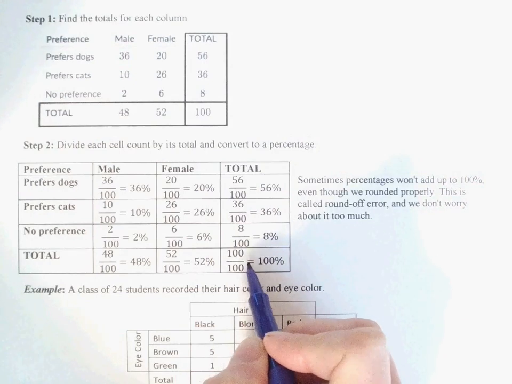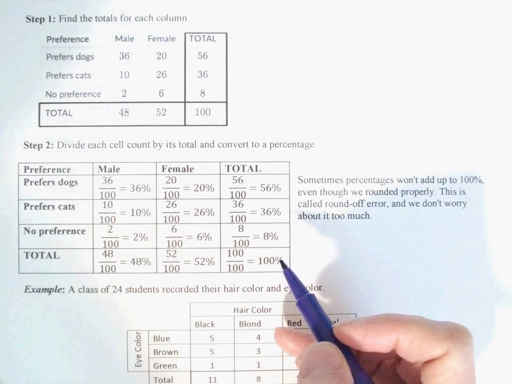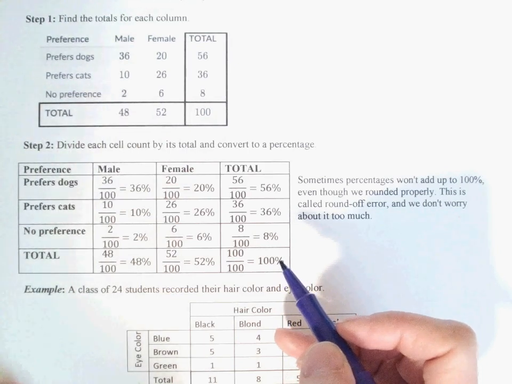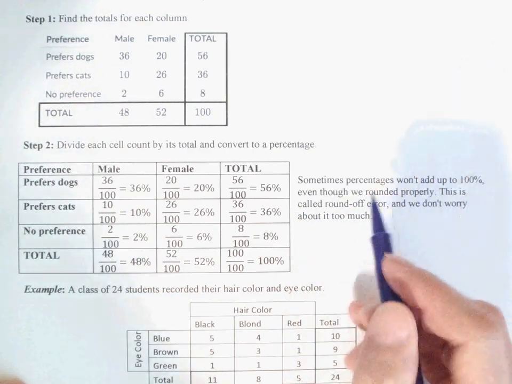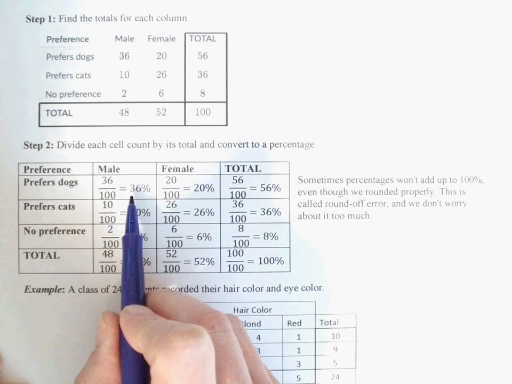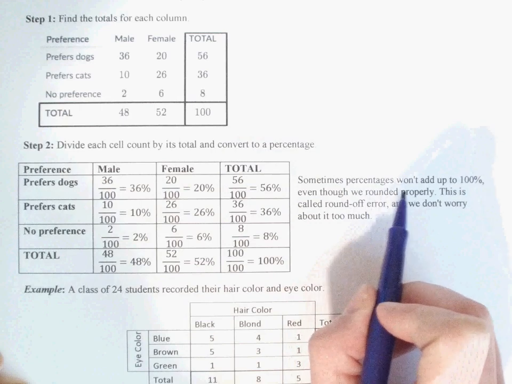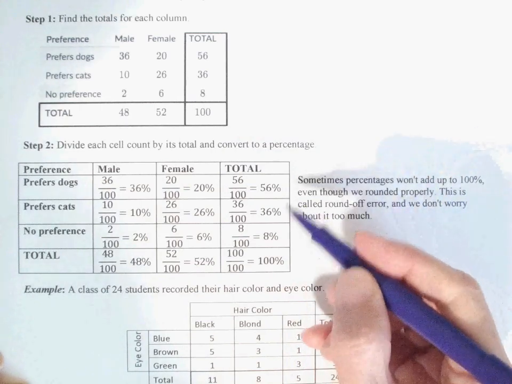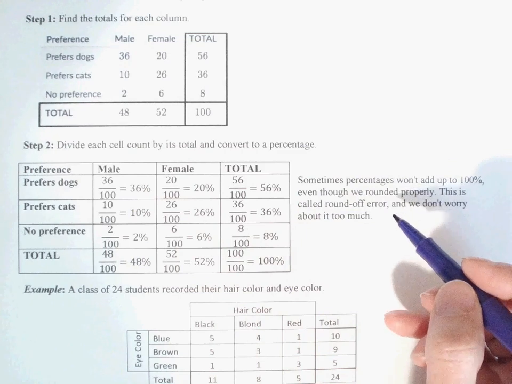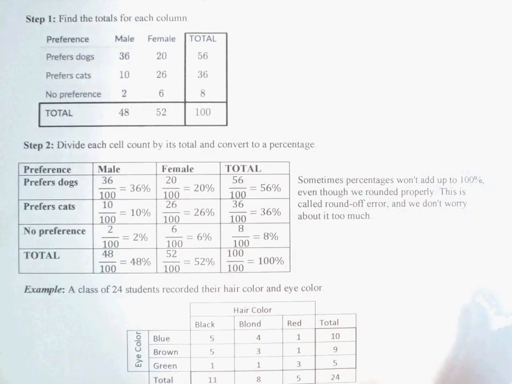And then to find the percentage, we divide each cell by the overall total. So my overall total is 100 right up here, and we take the top, divide by the bottom, and multiply by 100 to get our percent. When you're working this, sometimes the percentages won't always add up to 100%, even though we rounded properly. This is called round off error, and we don't worry about it much, okay?